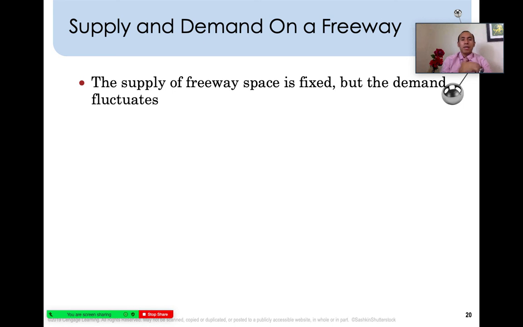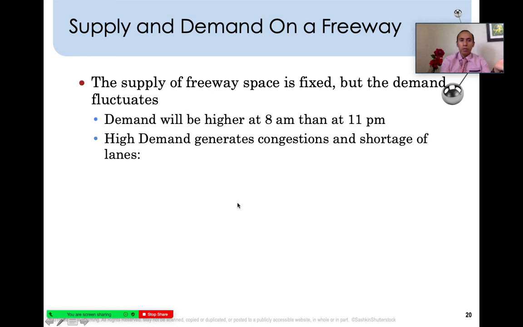The demand for freeway usage fluctuates during the day, but the supply is fixed. It's limited because there's only certain space and certain freeways available. So the demand will be higher typically between 6 a.m. and like 8, 9 a.m. Then it will be low at like 10 or 11 p.m. at night. Everybody's just flying 80, 90 miles per hour. It's like, slow down a little bit, people, just get home on time.